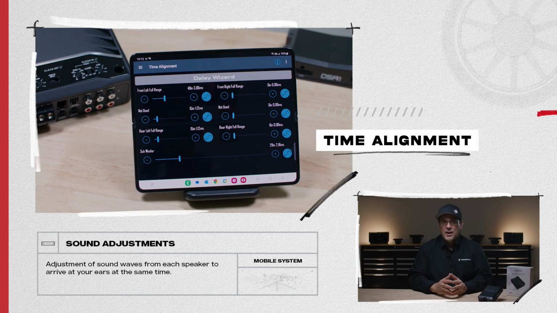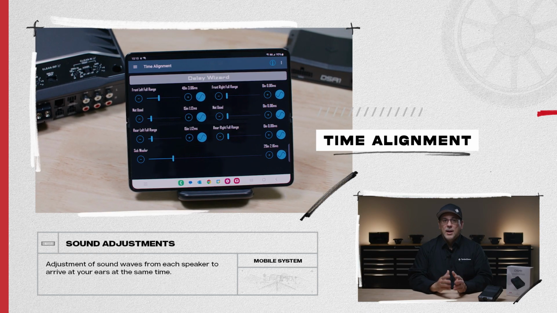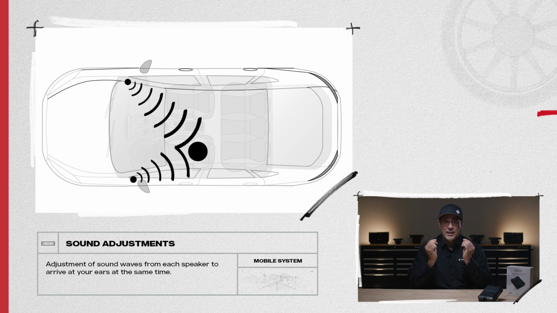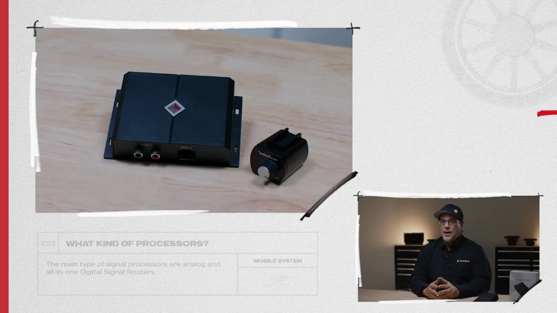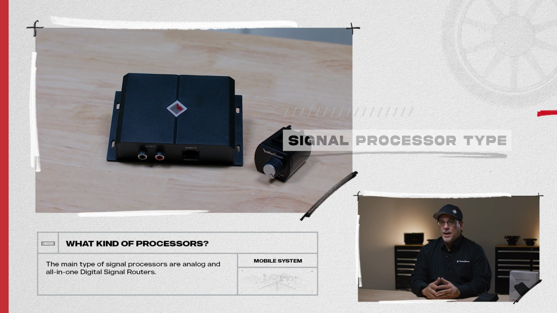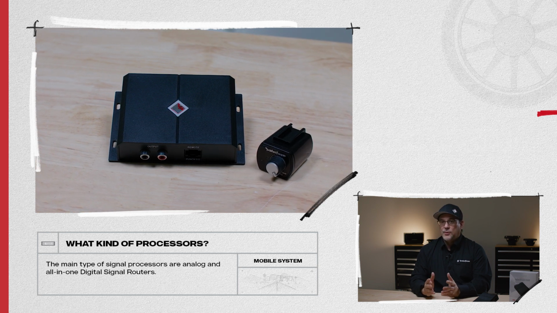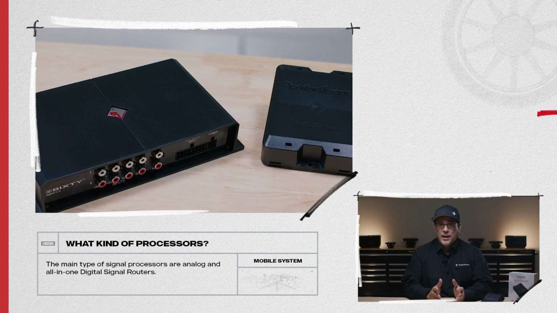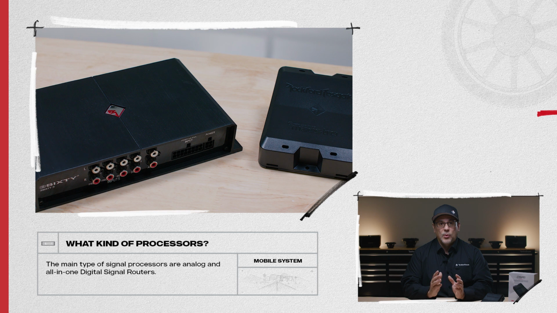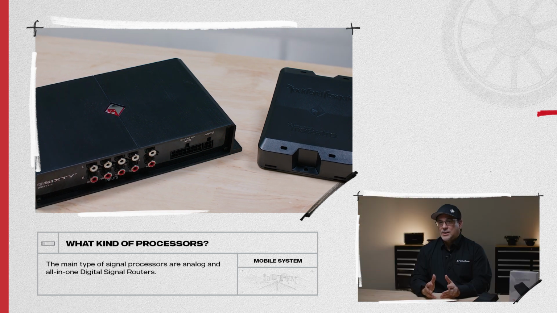Now, signal phase, commonly called time alignment, involves the adjustment of timing the sound waves from each speaker to ensure they arrive at your ears at the same time. Ideally, this happens when the musical instruments appear to be coming from the top of your dash. There are different types of signal processors, analog and digital. Independent analog provides adjustments for only one function. On the other hand, all-in-one digital processors provide multiple adjustment functions in one box, allowing for easier installation and lower cost.